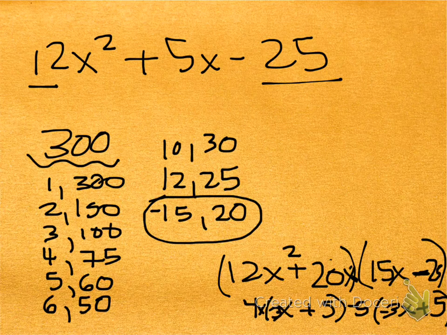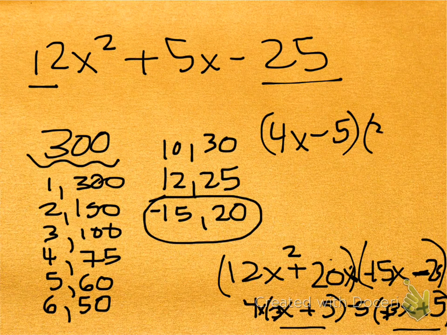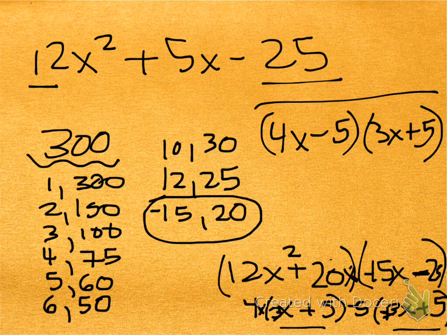I just realized this was supposed to be a negative 15x, so it does become positive 3x plus 5, because your goal is to have the two parentheses be the same. So you have 2 sets of parentheses here, 4x minus 5 and 3x plus 5. And that would be the most we can factor.